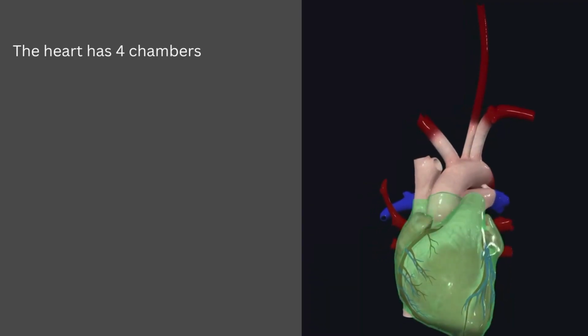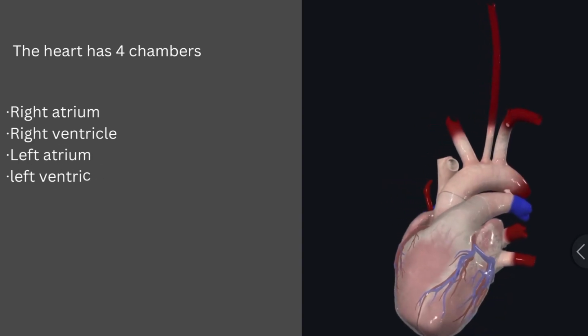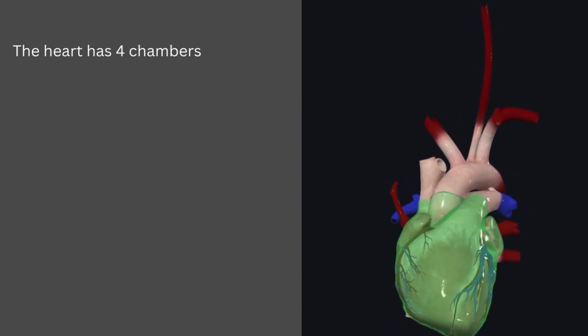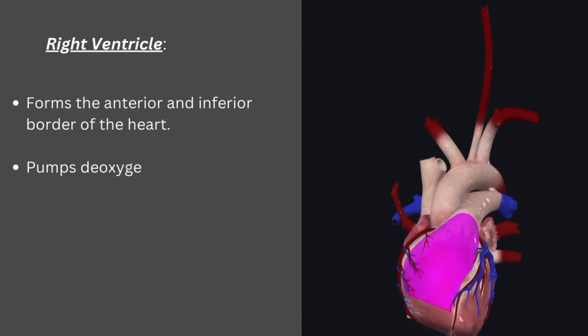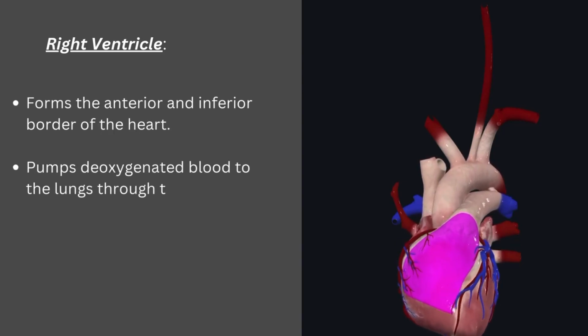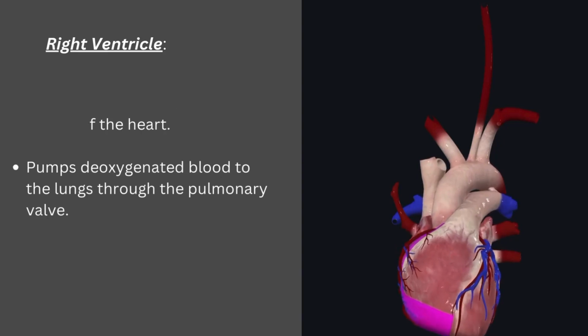Let's start with the heart chambers. The heart has four chambers: the right atrium, right ventricle, left atrium, and left ventricle. The right ventricle forms the anterior and inferior border of the heart. It pumps deoxygenated blood to the lungs through the pulmonary valve.